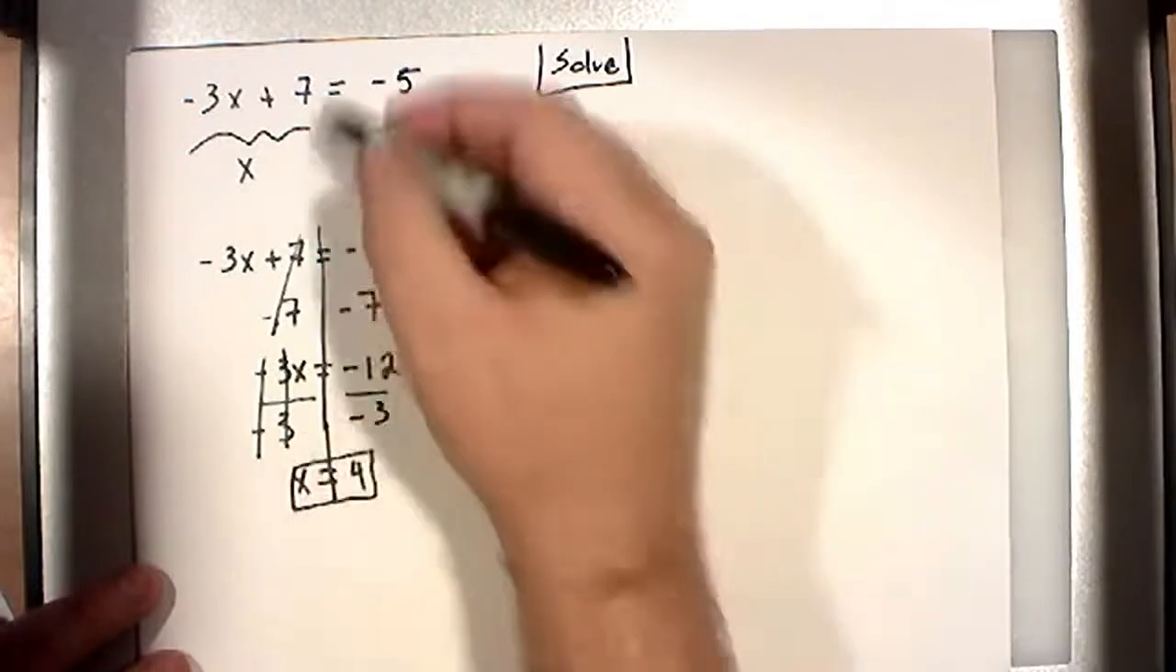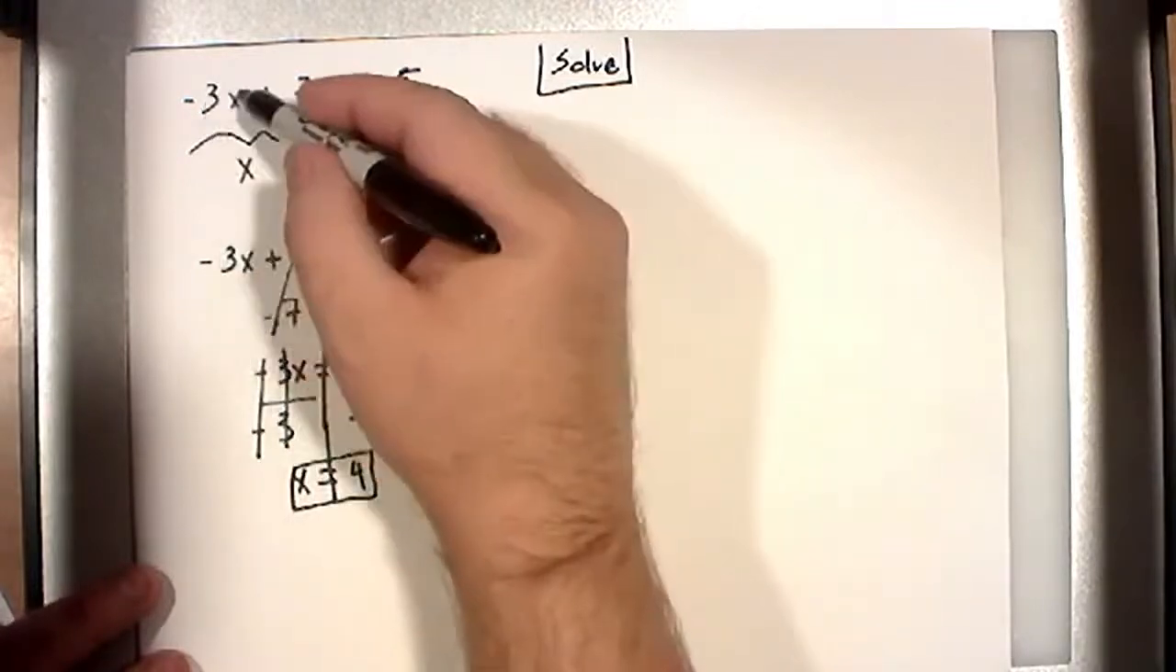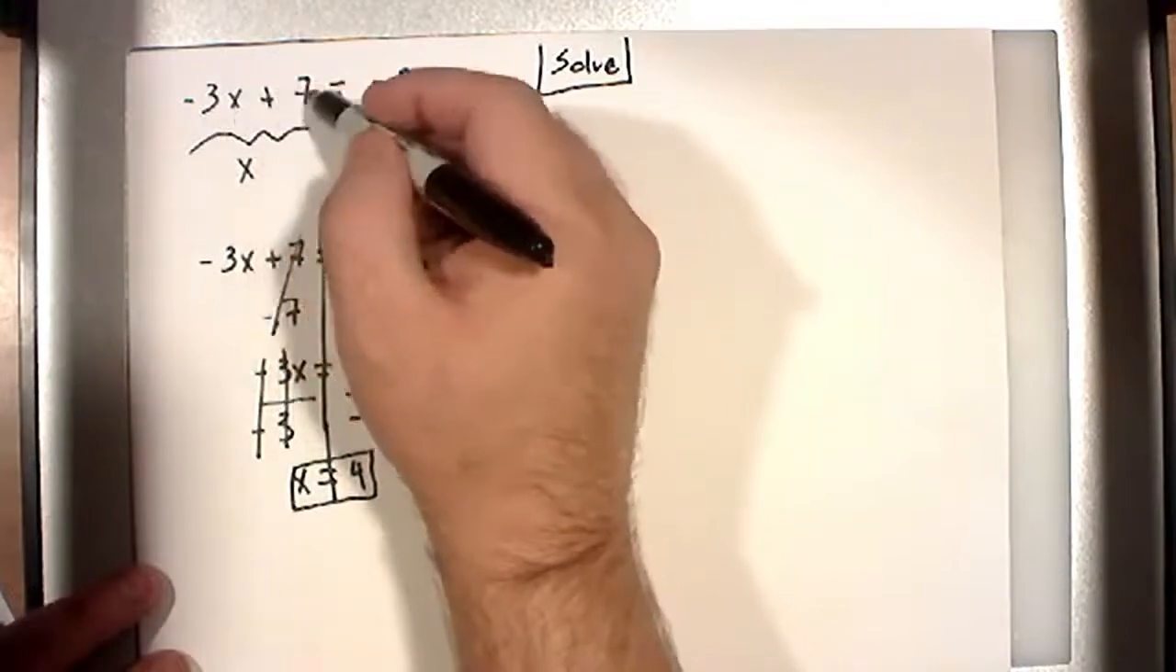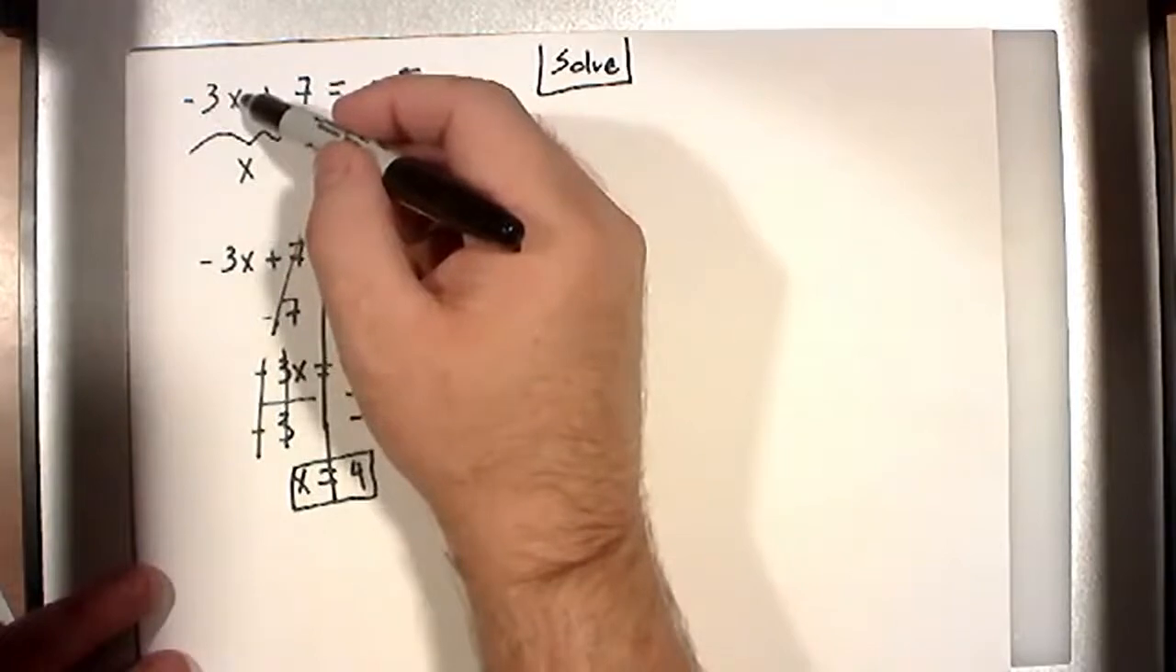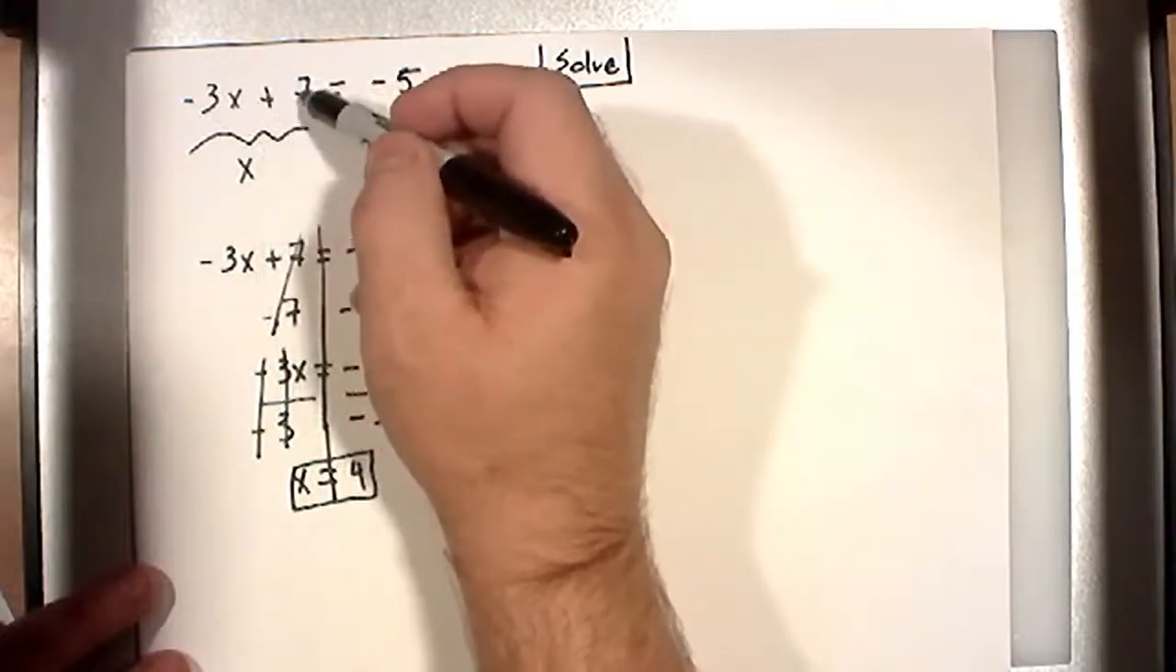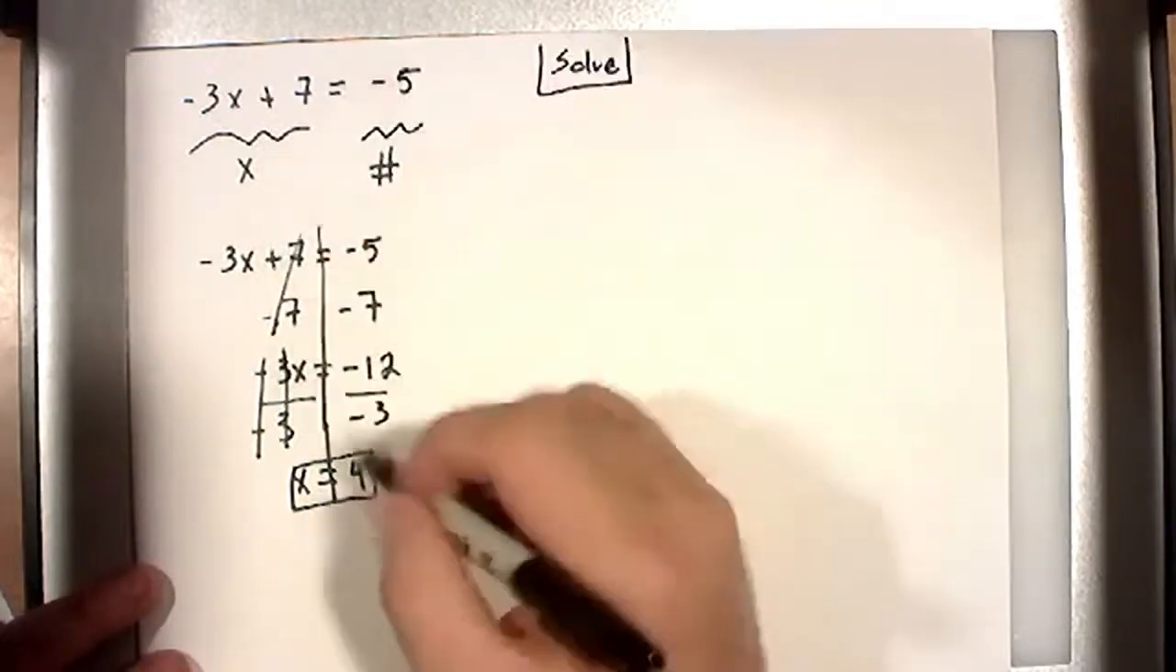If you want to, you can go plug this back in. Negative 3 times 4 is negative 12, plus 7 is 5. Excuse me, let me try that again. Negative 3 times 4 is negative 12, plus 7 is negative 5, which is what it should be, so we know this answer checks out.